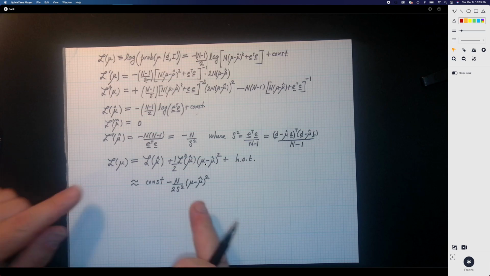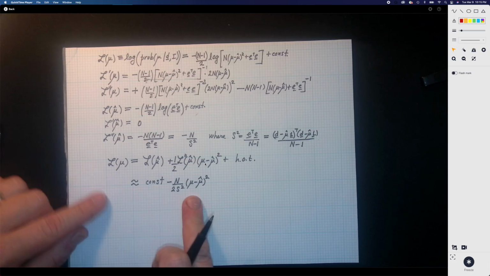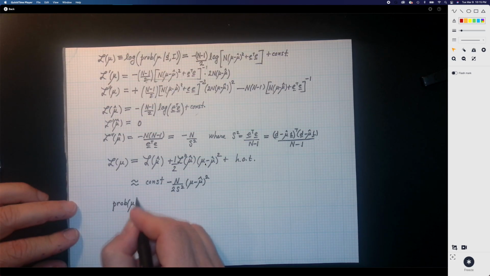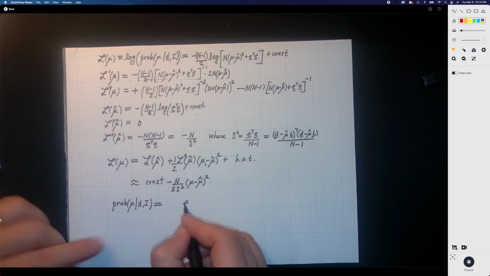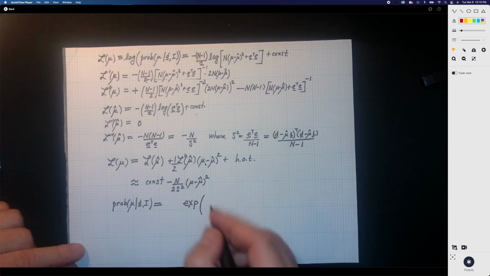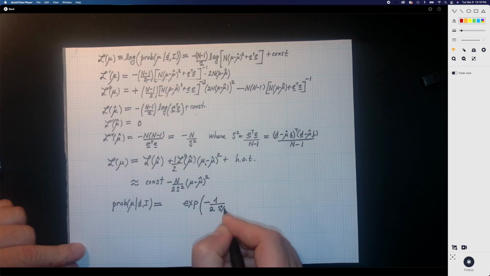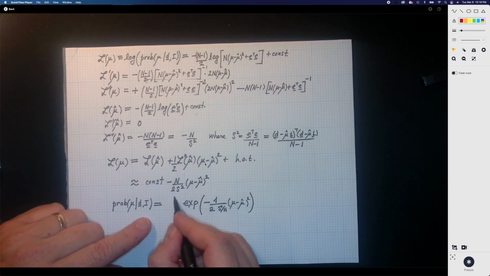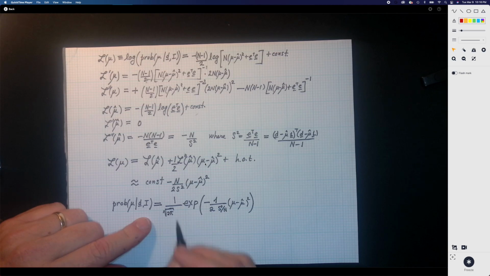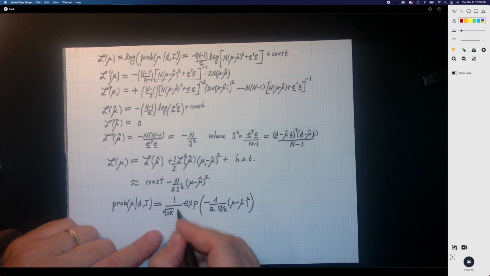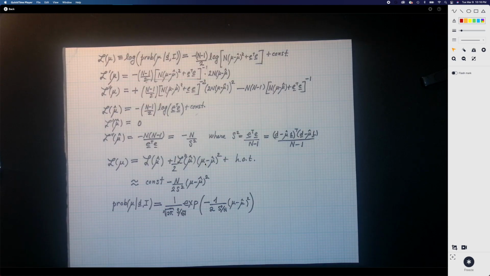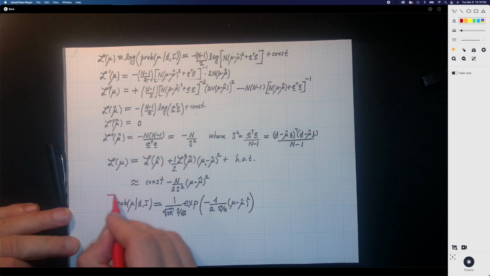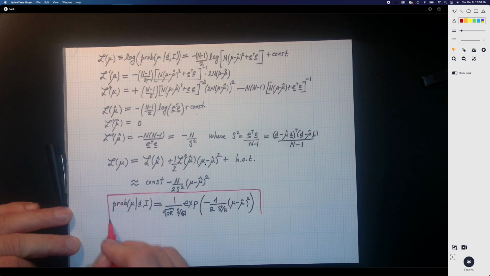And now if I want to get the probability distribution, I just re-exponentiate this quantity. Then there will be a normalization constant. And the normalization constant will be 1 over the square root of 2 pi times the standard deviation, which is just s divided by root n. And so this is the posterior probability distribution. Approximate, I guess I should have written.